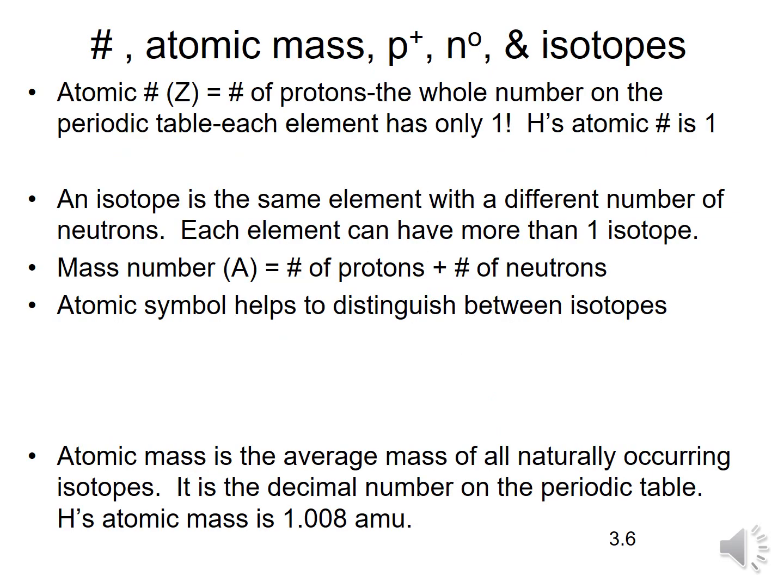Atomic mass, also seen on the periodic table, is the average mass of all naturally occurring isotopes. Even though hydrogen 1 is the most common isotope, the other isotopes raise the average of hydrogen's atomic mass to 1.008 AMU. So that's the decimal number on the periodic table.